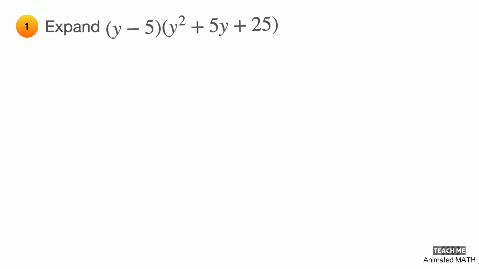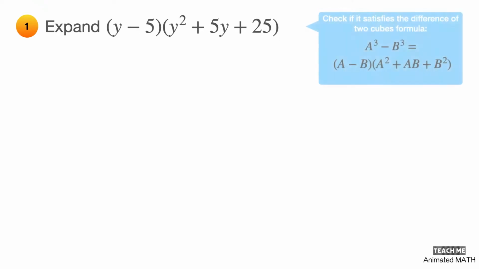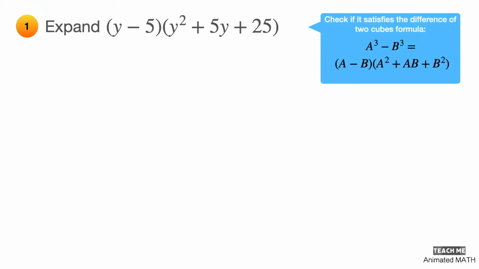We'll start with something simple and easy. The first thing you need to do is to check if the expression satisfies the difference of two cubes formula. Look for the probable values of a and b. Then, compute a squared, ab, and b squared so you could compare it to the trinomial part of the polynomial. In this case, a is equal to y, and b is equal to 5.